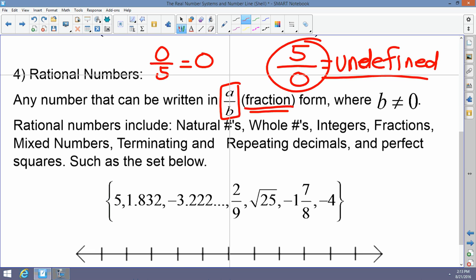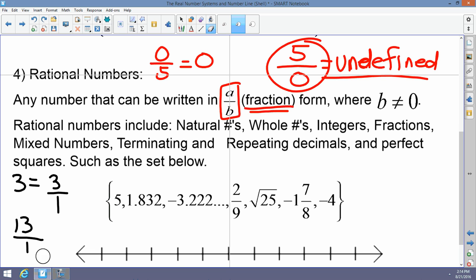Now, rational numbers include natural numbers. Why do they include natural numbers? Well, the example I'm going to give you is, let's say, 3. 3 can be written as a fraction, 3 over 1. Please remember that every number always has an invisible number being multiplied to it. So in front of this 3, there's an invisible 1 being multiplied to it. There's an invisible 1 being divided to it. And there's an invisible exponent of 1 up here. Please remember that. It's very powerful later on. So 3, even though it's a natural number, can be written as a fraction. So natural numbers are rational numbers.